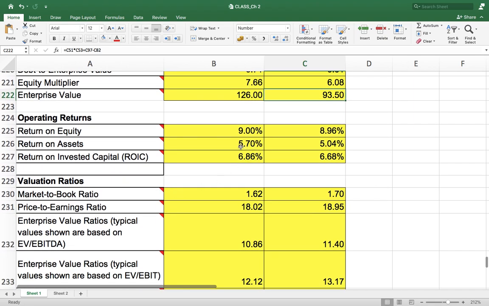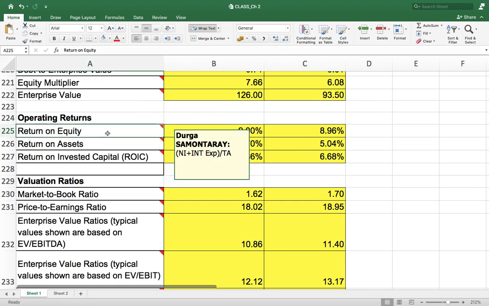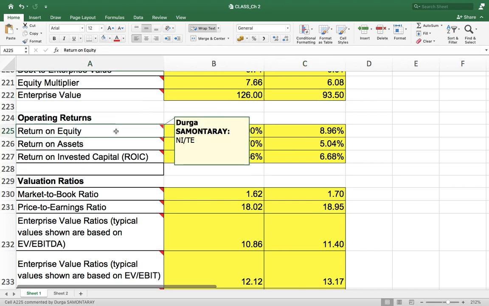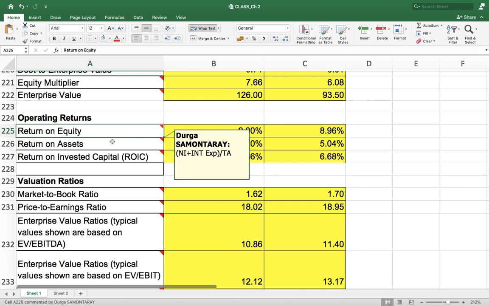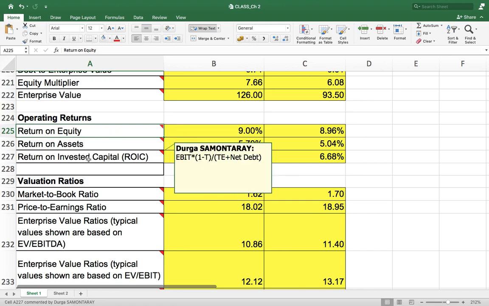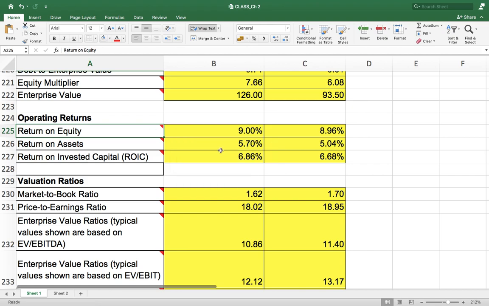Operating returns, you can see here three ratios are there. Return on equity, that is net income divided by total equity. Return on asset, net income plus interest expenses divided by total asset. Then ROIC, which is a very important ratio. Most of the analysts use it. ROIC calculates the EBIT times 1 minus tax divided by total equity plus net debt. So let us calculate one by one.